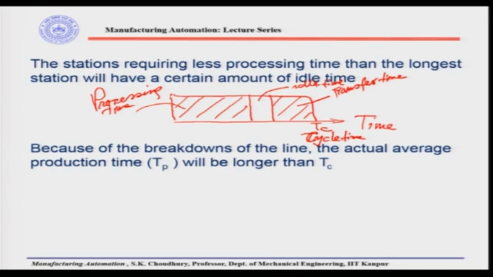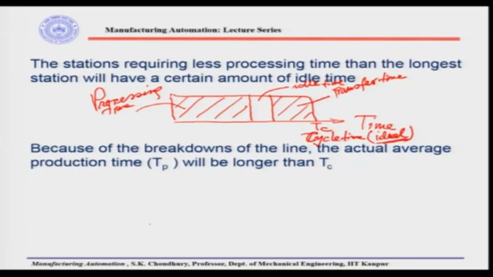So, that is the idle time that we have. Now, this Tc cycle time, we call the ideal cycle time. Ideal means that this can be achieved if everything goes okay. If there is no downtime, no machine breakdown happens, then that Tc is the ideal cycle time.